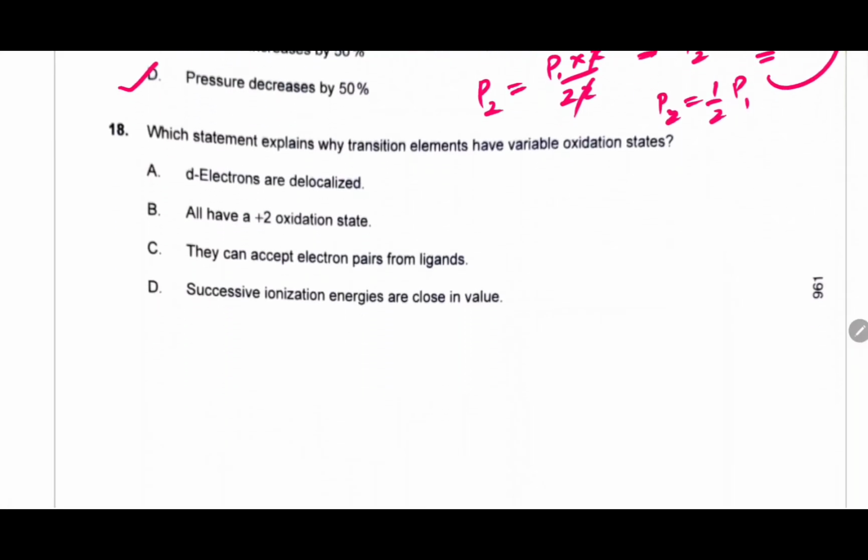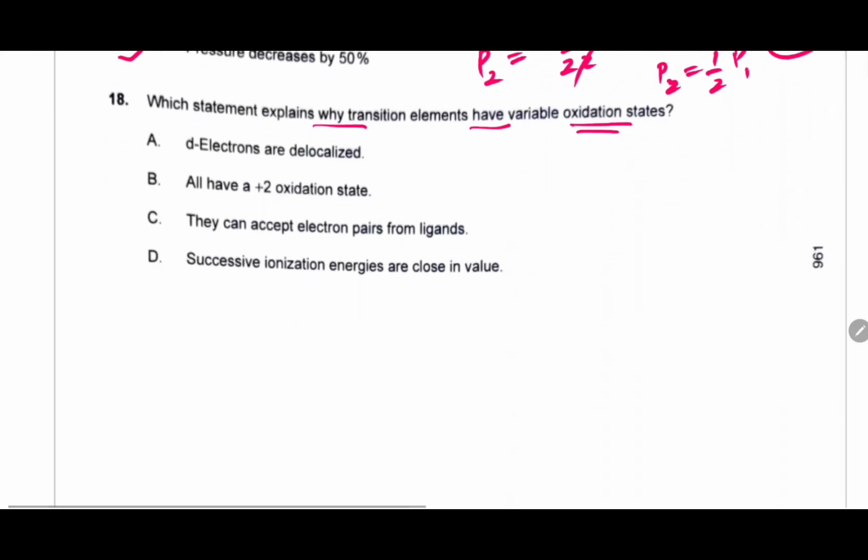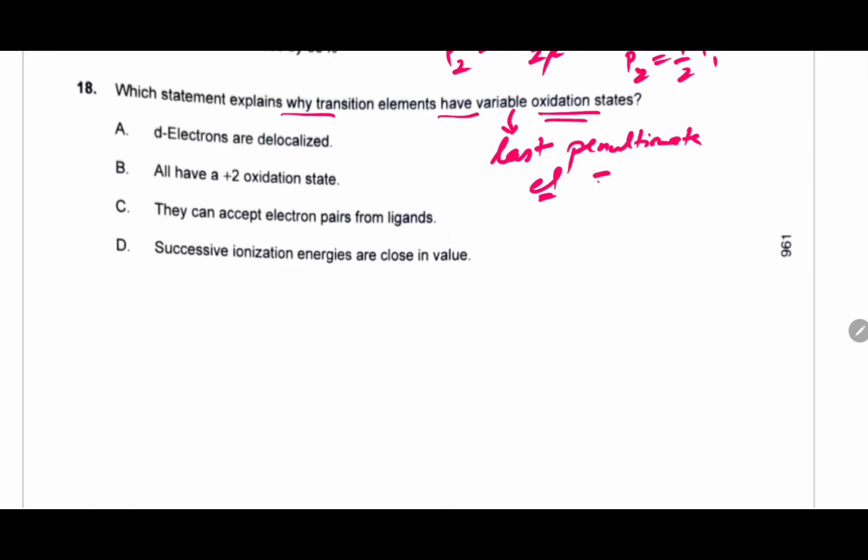Question 18. Which statement explains why transition elements have variable oxidation state? Now, transition elements have variable oxidation state, as you know, because the last and the penultimate shell electrons both can participate in the bond formation. Therefore, the answer should be around this.